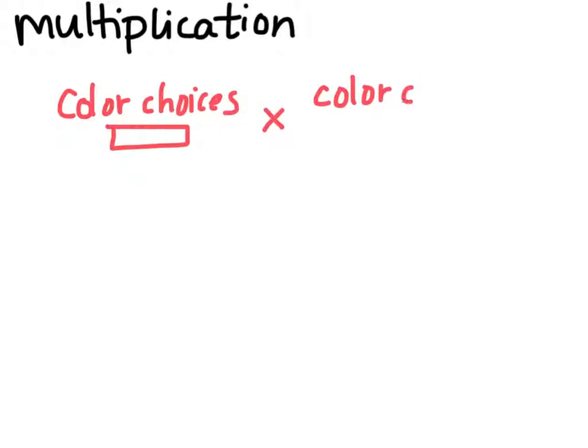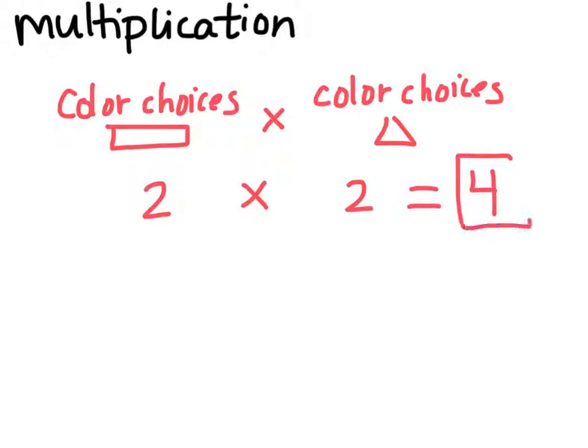Let's refer back one final time to Marion's problem of painting a rectangle and a triangle, either red or blue. We can use multiplication to solve her problem as well. Marion has 2 possible colors for painting each rectangle and 2 possible colors for painting each triangle. So we can take her color choices for the rectangle and multiply it by her color choices for the triangle. 2 color choices for the rectangle times 2 color choices for the triangle gives us the total number of combinations, 4.